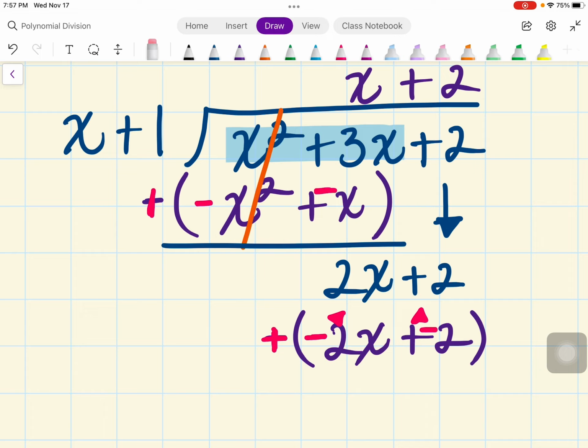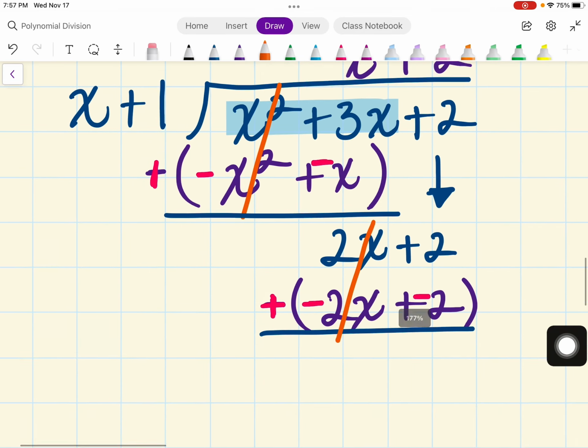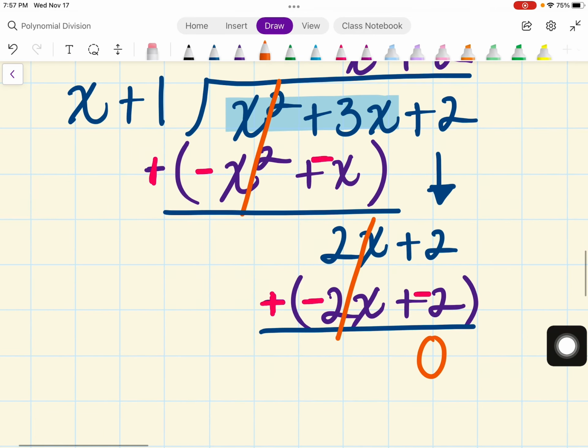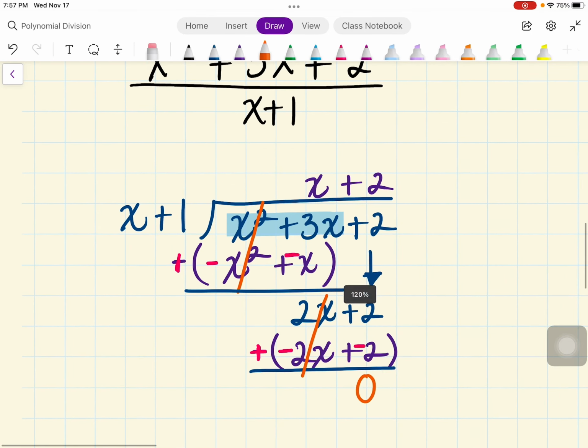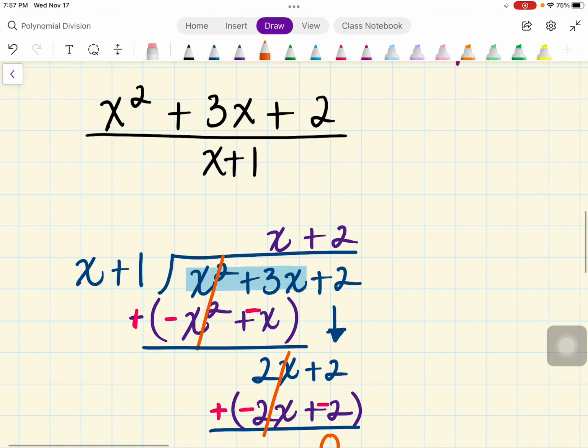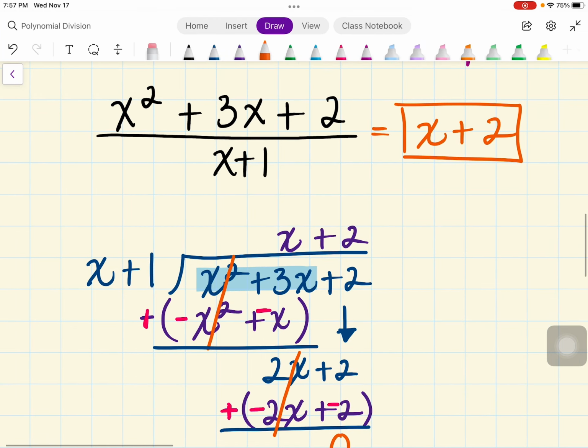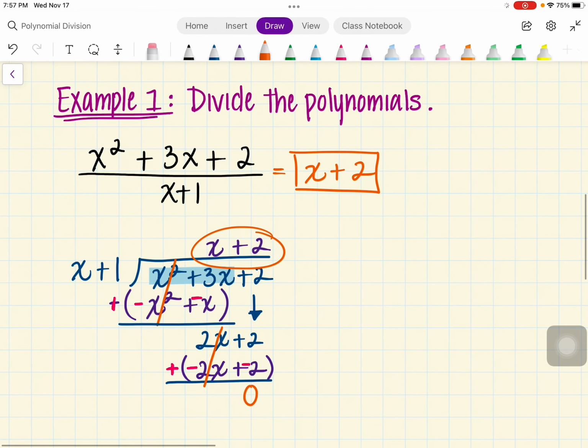All right, so let me go ahead and erase these. Now let's go ahead and combine them. And in this case, guys, a 2x minus a 2x is actually going to be a 0. And then the 2 minus a 2 will also be a 0. So our remainder in this case is a 0. Final answer here, guys, will be x plus 2. That is our final answer. And that's what we got here. All right, so that is example 1.